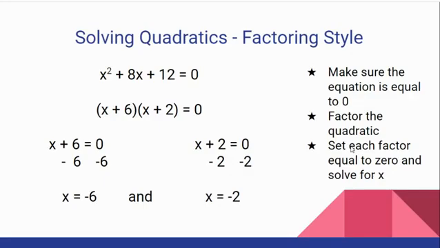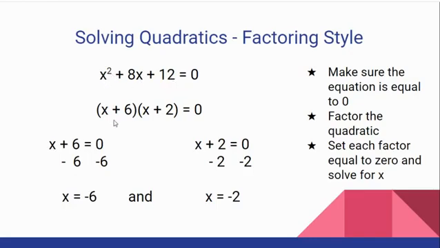Here's an example of a quadratic that I solved using factoring and the zero product property. In this equation, x squared plus 8x plus 12 equals 0. Notice that I have an x squared and an x term. I'm going to have to factor. So make sure first that the equation is equal to 0. It is. That's good. We can start factoring.